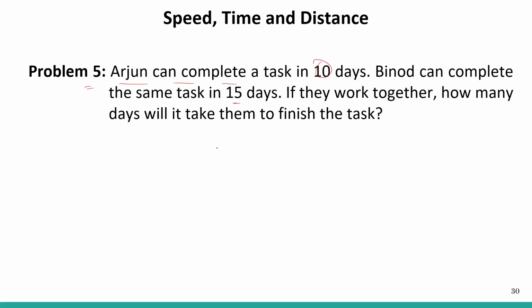So Arjun's work rate is equal to what? 1 by 10. So W_A, that is Arjun's rate, is equal to this much. And the work rate of Binod will be 1 by 15, right? So their combined work rate W_C is equal to 1 by 10 plus 1 by 15. This is equal to (3 plus 2) by 30, which is 5 by 30, equal to 1 by 6. So 1 by 6th of the work is finished in 1 day if they work together. So how many days will it take them to finish the task? Number of days is equal to what?